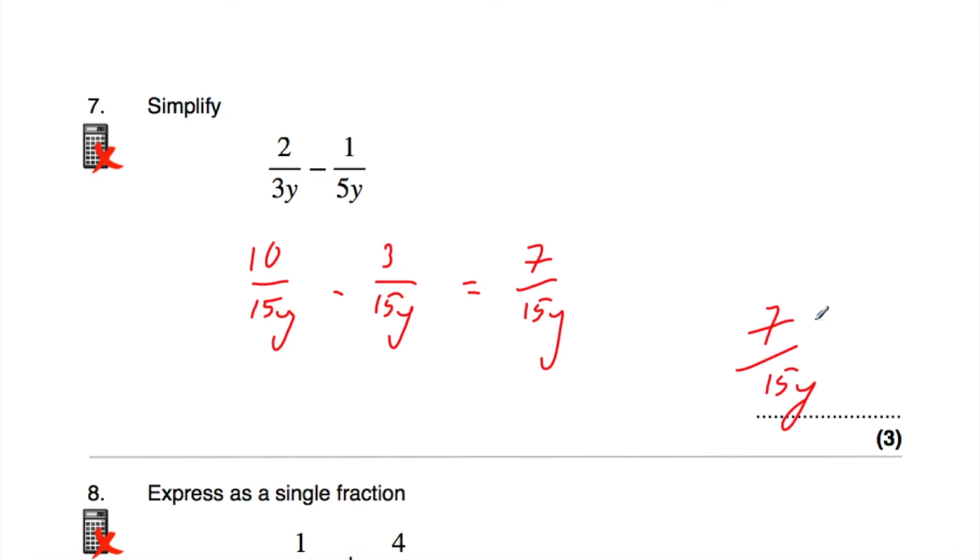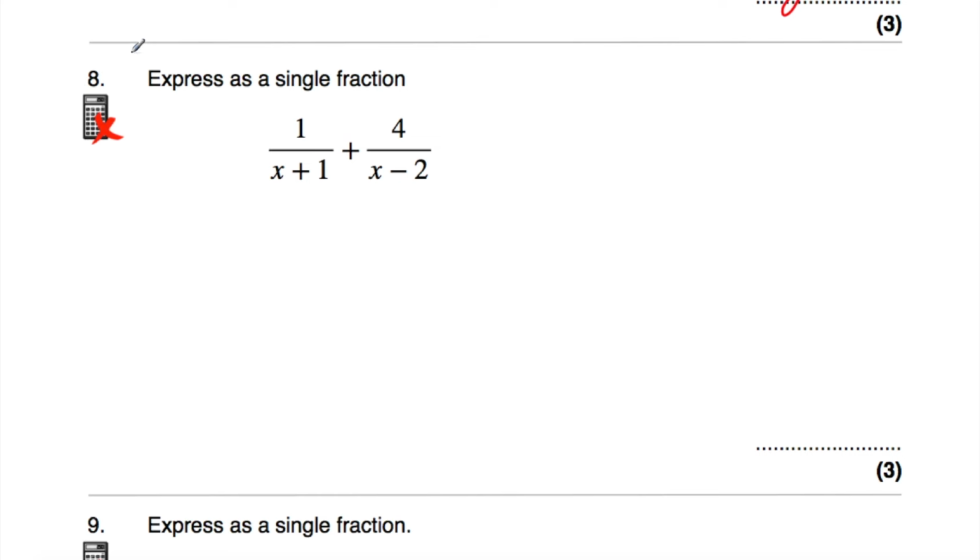And that's it. Okay, let's have a look at our next question, question number 8. So question number 8, we've been asked to express as a single fraction 1 over x plus 1 plus 4 over x minus 2. So here, this time the denominators are x plus 1 and x minus 2.